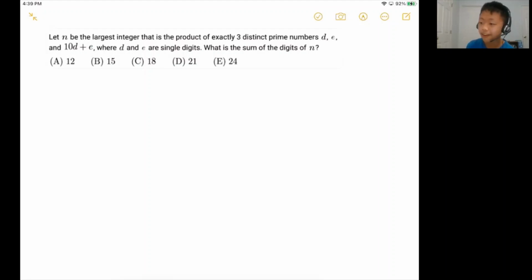Let n be the largest integer that is the product of exactly 3 distinct prime numbers, d, e, and 10d plus e, where d and e are single digits. So we want to know what is the sum of the digits of n.